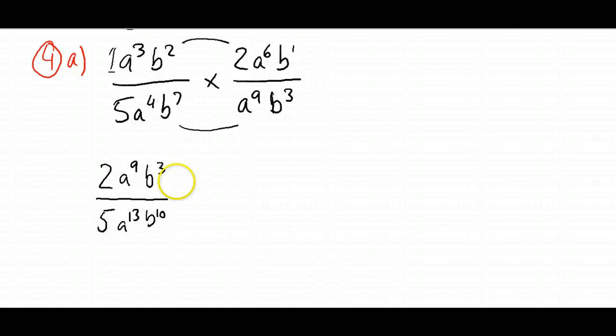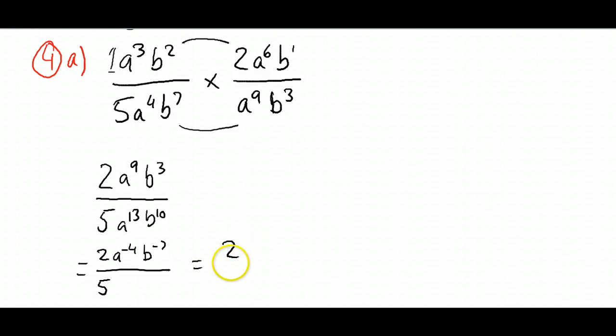Okay, now we can do the division of the top by the bottom. So 2 over 5, that's going to stay the same, 2 over 5. a to the 9 divided by a to the 13, 9 minus 13 means we're going to have a to the negative 4. And then b to the 3 minus 10 is going to be b to the negative 7. Okay, now we don't want to have these negative indices, so we can just put them straight onto the bottom and make them positive. Hopefully you're getting the hang of doing that by now. So it's just going to be 2 divided by 5, a to the 4, b to the 7. And we're done.